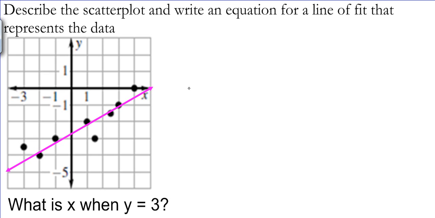If I'm describing this, my line is increasing, so I know immediately that it's a positive correlation. You say strong, weak, or moderate. These are all pretty close to the line. So I'd probably go with strong positive correlation. Now we need to find our equation of that line.